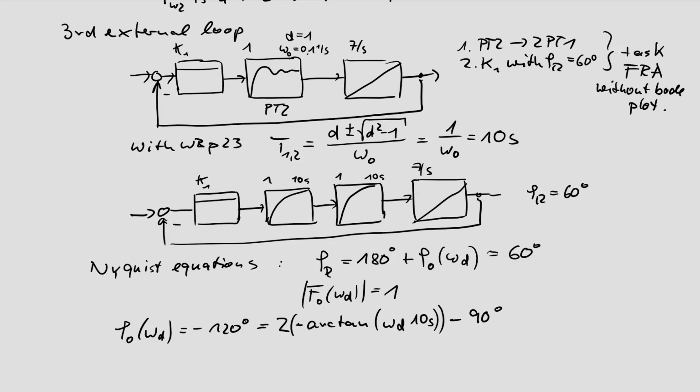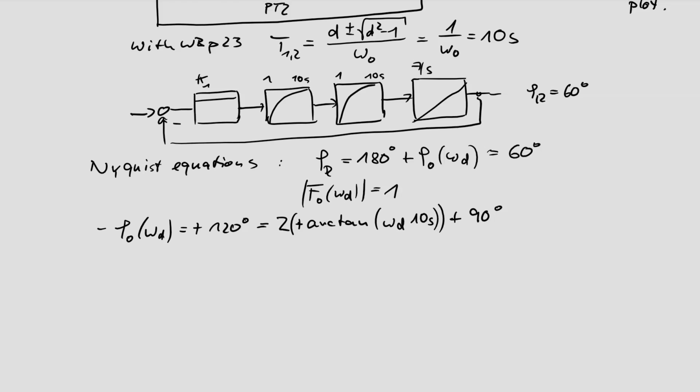So we see on all elements we have a negative sign, so we multiply this with minus 1, it's a complete equation. And you see now this can be solved to omega d, very simple, because that's the only element omega d in this equation. So on both sides minus 90 gives here plus 30. We divide by 2, and this is arctangent omega d times 10 seconds, and we solve this easily.